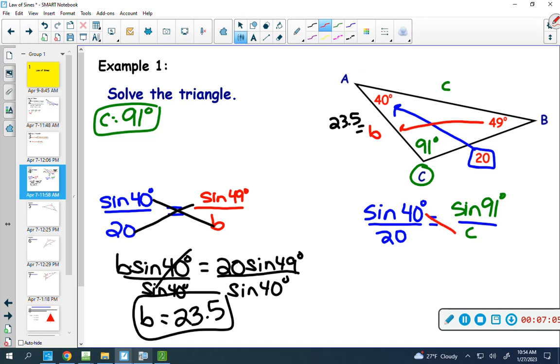Now, it doesn't matter which diagonal you do first. I don't know, I always do that one. I think it's habit. C sine of 40. And then I'm going to do my 20 sine of 91.